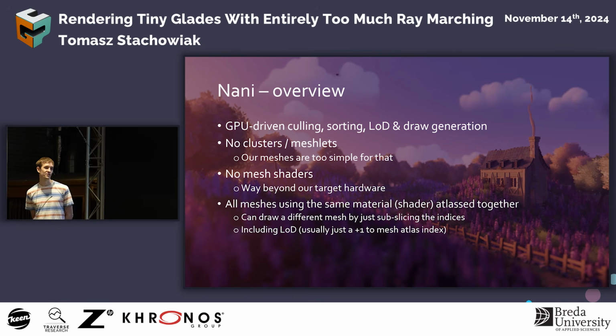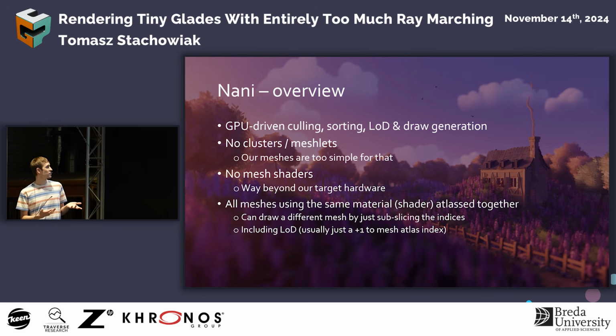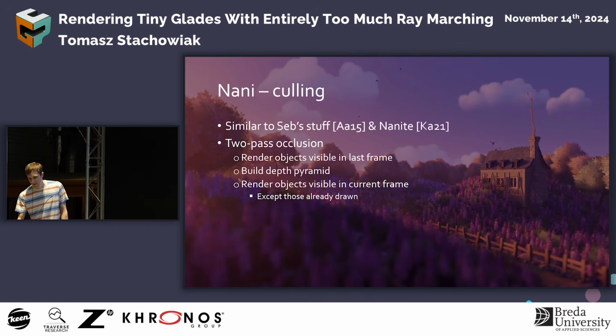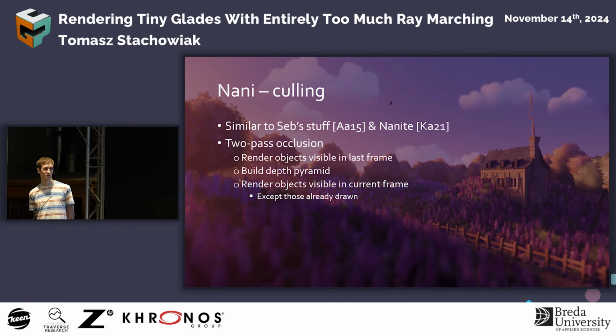But we do have one pretty simple scheme: we put all the geometry data for a single material into the same vertex buffer, and we can render any mesh from that using just sub-slicing from that index buffer. And for example, changing to a different discrete LOD just becomes a +1 to the index in the mesh array, or in the atlas. And in terms of culling, it is by now pretty standard stuff that was already covered at the conference a few days ago, which is the 2+2 pass occlusion culling, introduced, I think, by Seb Aaltonen and kind of popularized by Nanite.